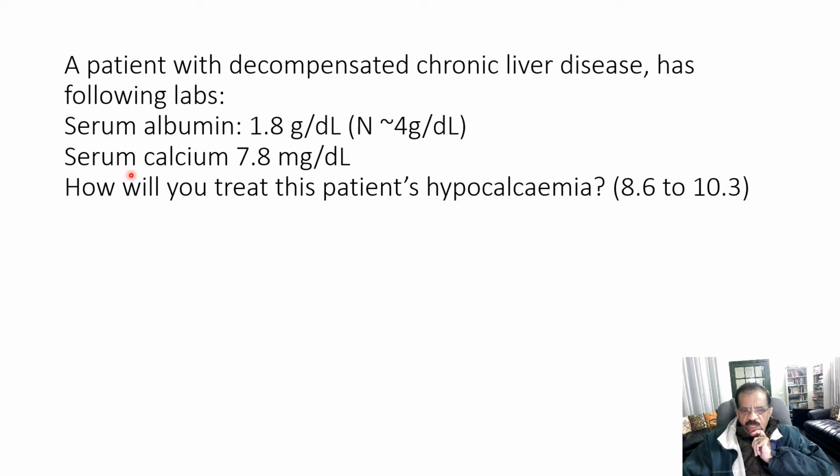And serum calcium, the total calcium, because it does not specify which type, turned out to be 7.8 milligram per deciliter, and we know the normal range is above this, so this is low. 8.6 to 10.3 is the normal range, and this patient has got 7.8, and he has chronic liver disease and also hypoalbuminemia. The albumin is 1.8. How will you treat this patient's hypocalcemia?